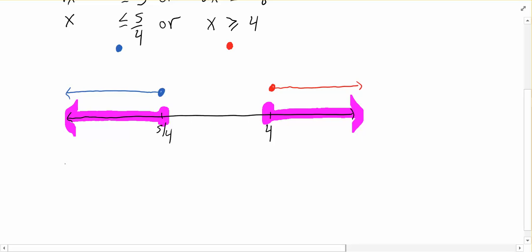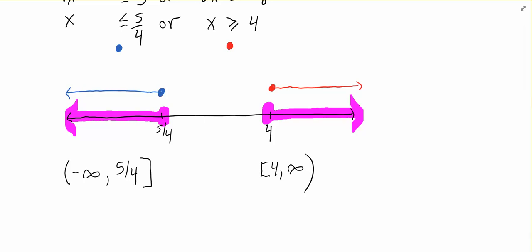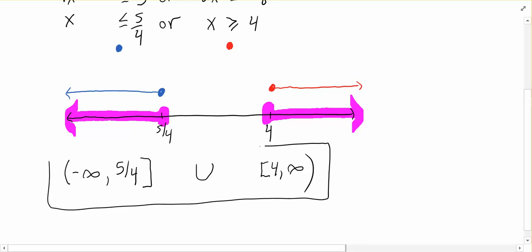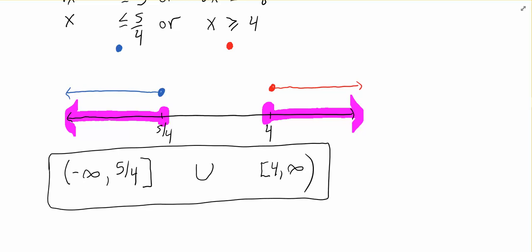So I have one interval that goes from -infinity to 5/4. I have a second interval that goes from 4 to infinity. And when I have two separate intervals that are disjoint, that have a gap between them, I just put a union sign between them. So I really want to point out that that union sign in a final answer is only placed there if we have two disjoint intervals.